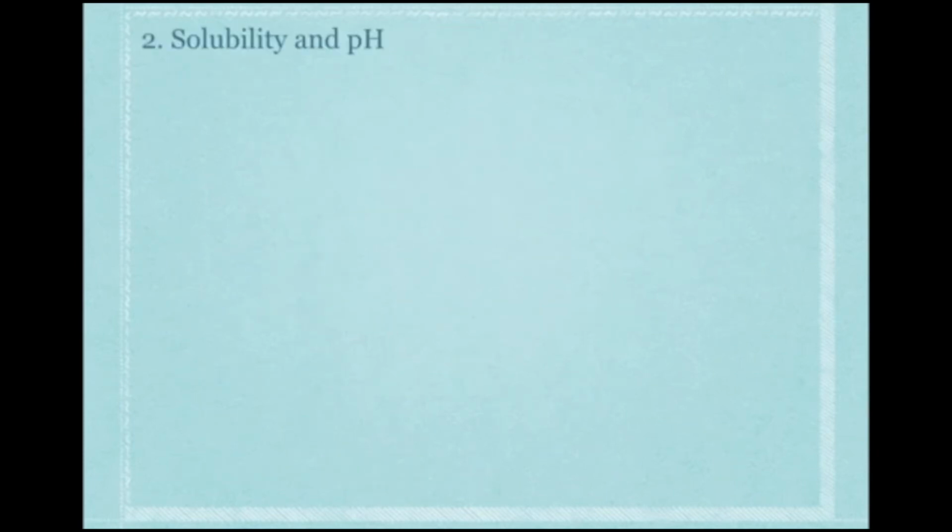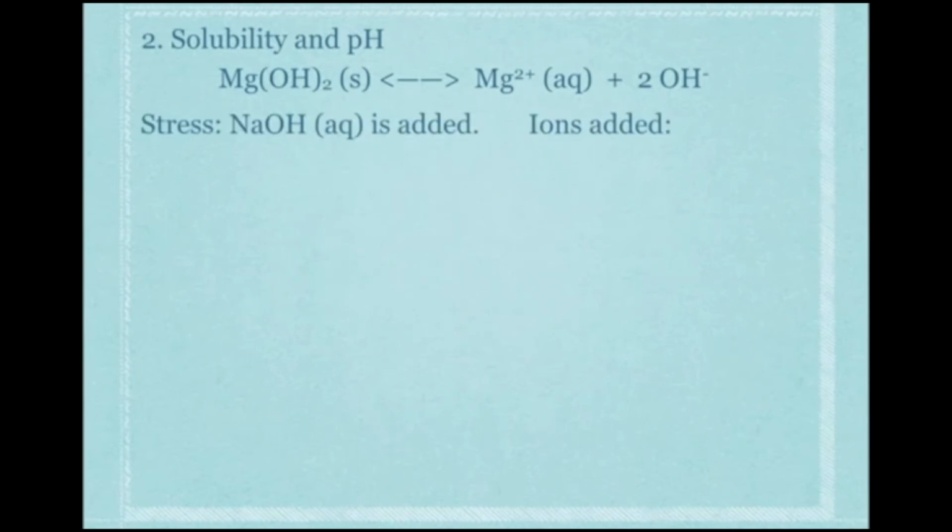The second factor is pH. So if we look at, for example, magnesium hydroxide dissociating into its ions, if I were to add sodium hydroxide, in your mind you should be thinking, well, hydroxide is the ion that, this is basically a common ion effect problem. Hydroxide is what's being added, and so that's going to cause the hydroxide ions in my products to increase, which means I'm going to shift to the left. If I shift to the left, that means that the solubility of magnesium hydroxide is going to decrease.